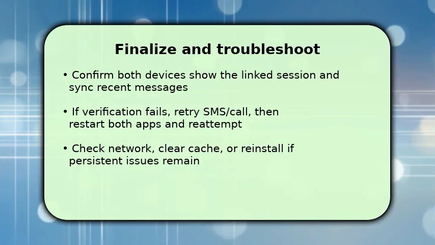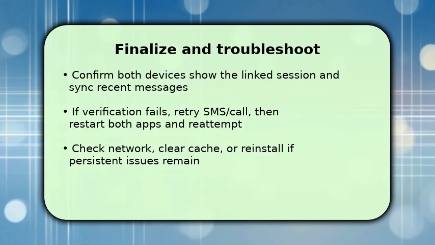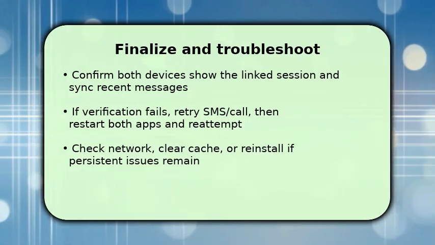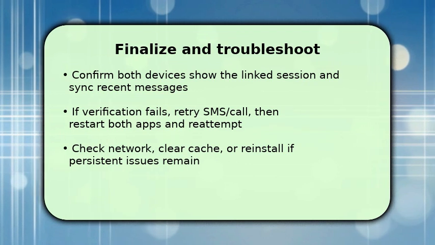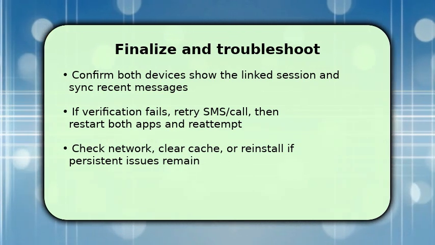If problems persist, clear app cache or reinstall WhatsApp and then repeat linking steps. Key tip: if linking still fails, temporarily disable VPN or firewall on both devices. Network interference is a common blocker.